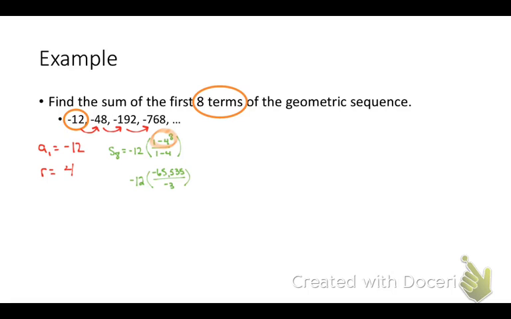Now, again, you can divide everything out and you could get negative 12 times 21,845. Then multiply those 2 values together and get a total of the first 8 values are negative 262,140.